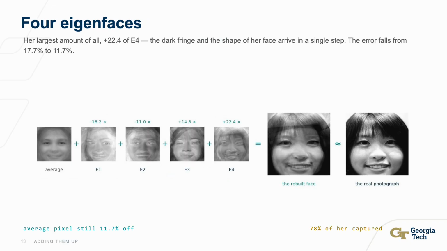4. This is her biggest amount of all, plus 22.4 of E4, and you can see what it buys. The dark fringe and the shape of her face arrive together in one step. Error from 17.7 down to 8.7%. 78% of her now is captured from 4 numbers.